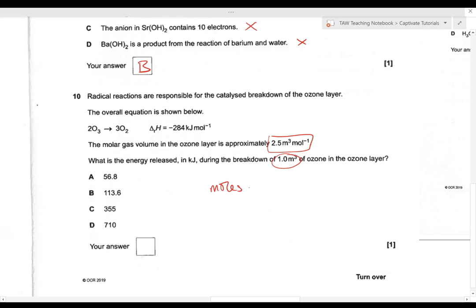So the moles of a gas, remember, is equal to its volume over the gas volume. So here we've got 1 over 2.5, which gives us a mole value of 0.4.